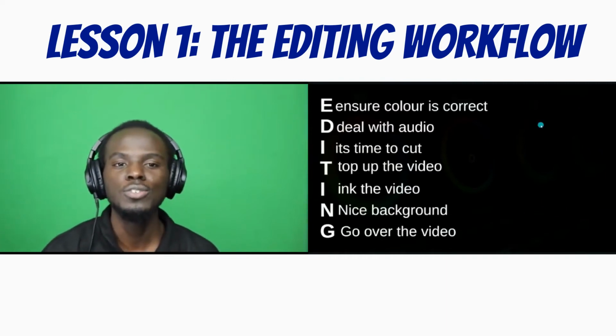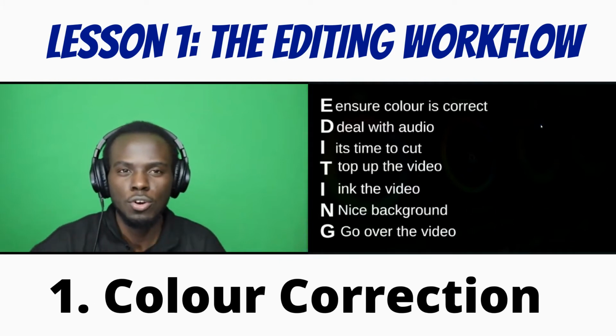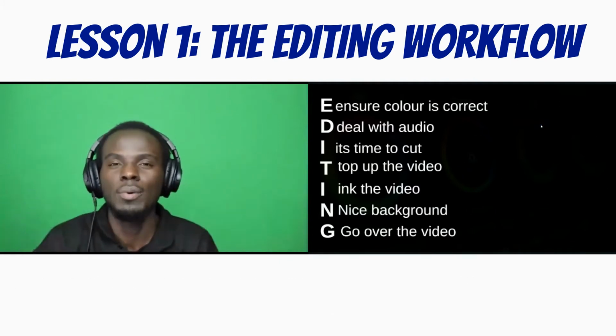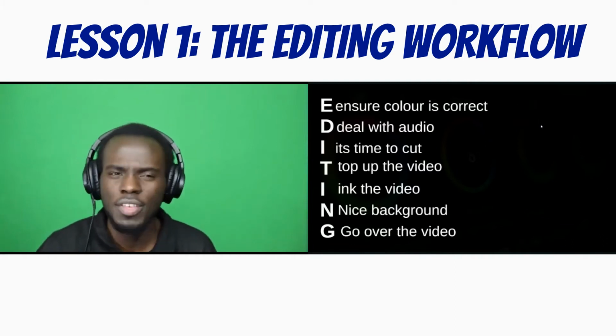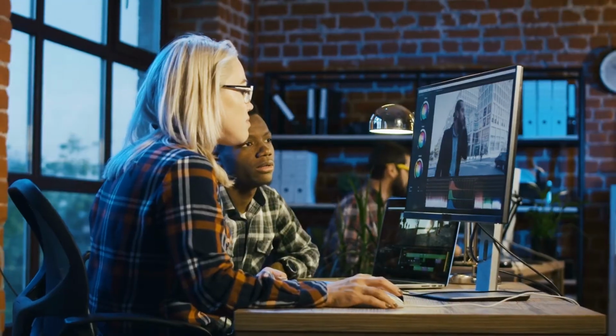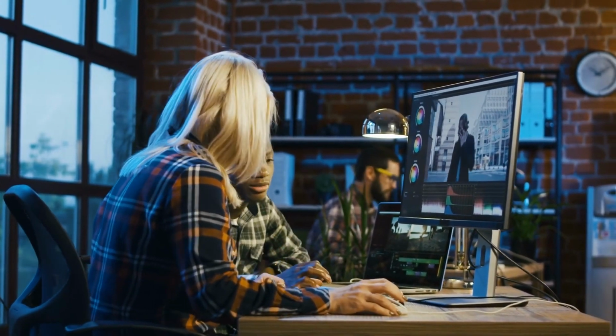The first thing you do is ensure color correction. Make sure your video is correct in terms of how it looks, its appearance, exposure, and all the other elements of video that we learned in the previous course. So make sure you watch that as well, and of course we'll go over them.